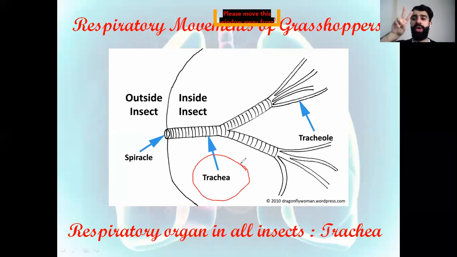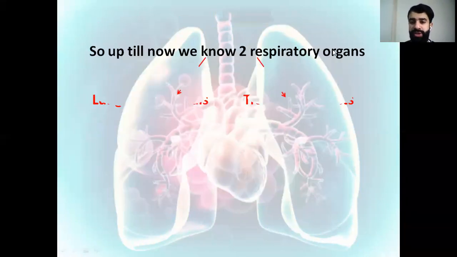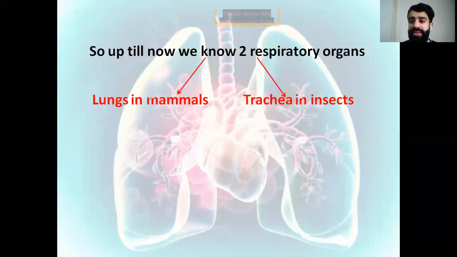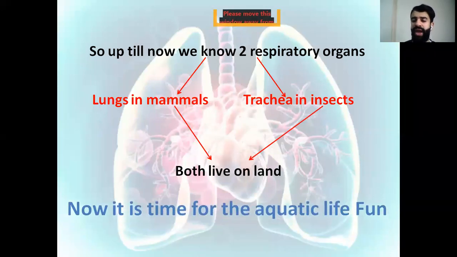Till now, we have two different respiratory organs. The first one is the lungs in mammals, and the second is the trachea in insects. Both of them live on land. So what about aquatic life? Whenever we talk about aquatic, it means that we have water.